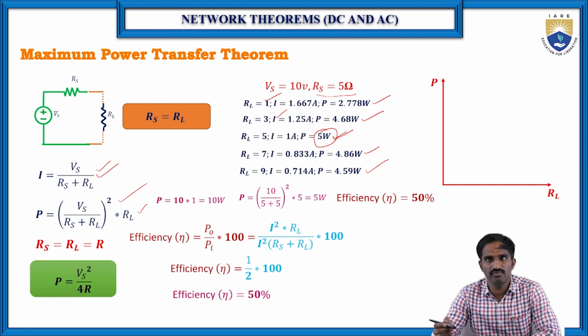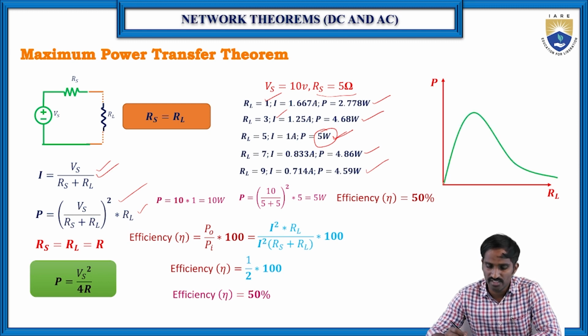If you draw a waveform for these, then for various values of RL, on the y-axis it is power and on the x-axis it is RL. By increasing the RL, at a particular point you will get the maximum power. After that, the power will decrease again. Before that also it was below that maximum value. So at this particular case where RL is equal to RS, you will get the maximum power, P maximum.